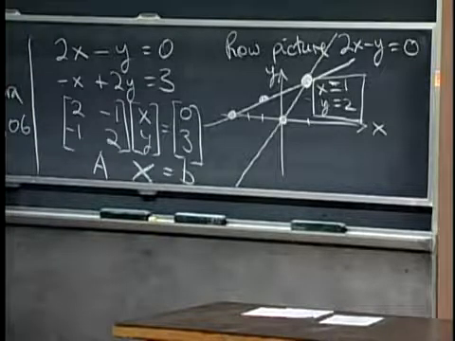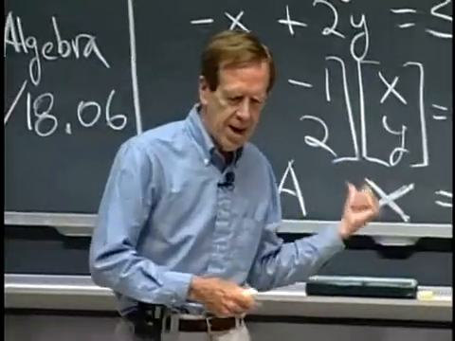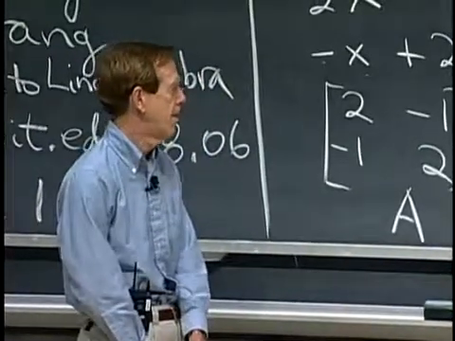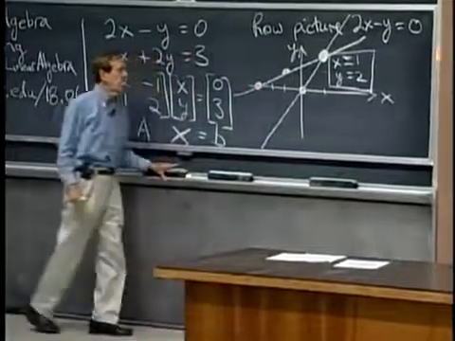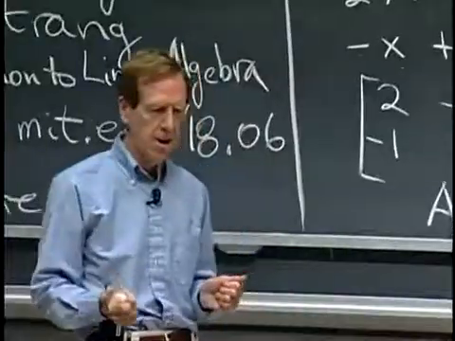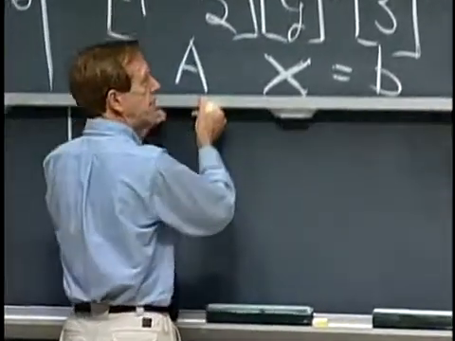But seeing the row picture, first of all, for n equal 2, 2 equations and 2 unknowns, it's the right place to start. Okay, so we've got the solution, the point that lies on both lines. Now can I come to the column picture? Pay attention. This is the key point.